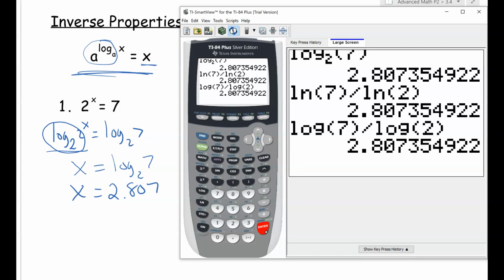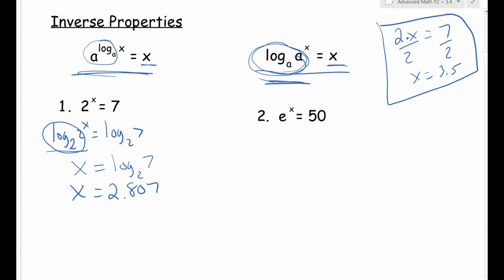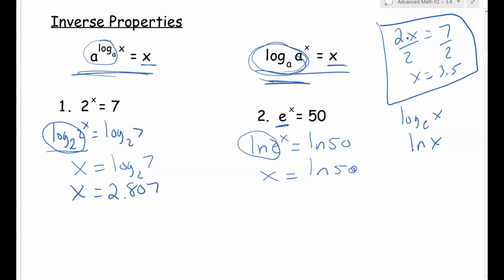All right, so back to this one. Now this one's a little bit easier. These are nicer in the sense of, well, what's the opposite of e to the x? Well, it's a logarithm base e. Remember, log base e is actually just ln. So we're going to take the ln of both sides. Again, it's like this cancels out, and this just gives me x. So then we have x equals the ln of 50.